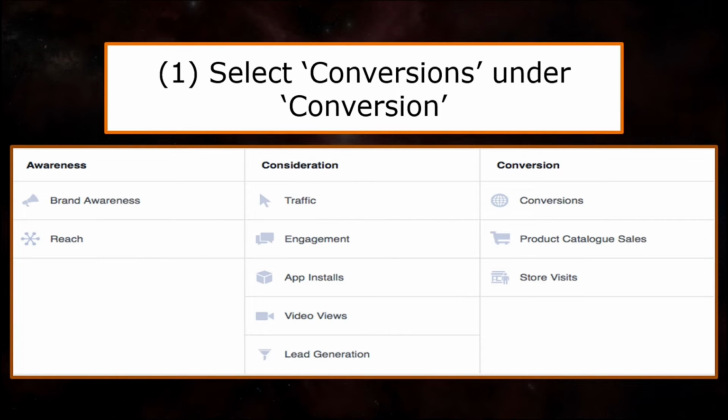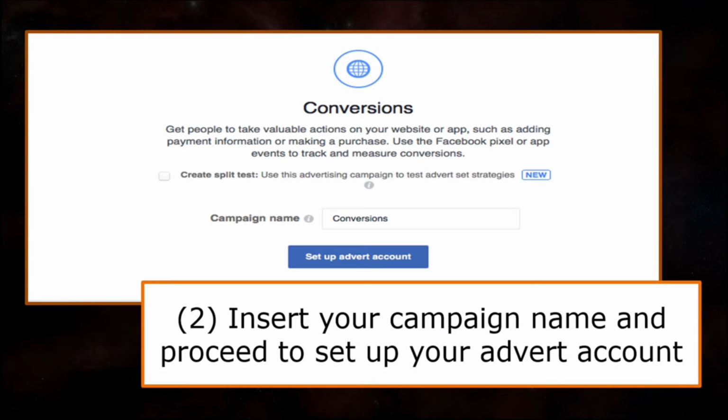First, head on to your Facebook Ads Manager, and as you can see, there are different campaign objectives you can choose from. Under Conversion, click on the Conversions option. Once you've clicked on Conversions, you will then be directed to the lower half of the page, where you need to insert your campaign name. When you've filled in your campaign name, you can proceed to click on Set Up Advert Account.